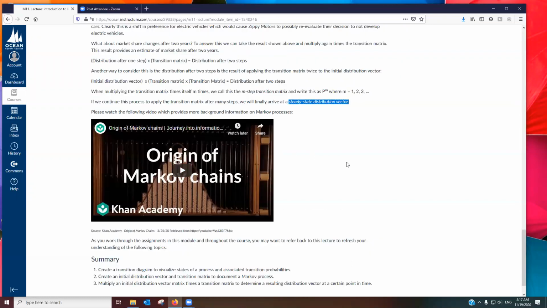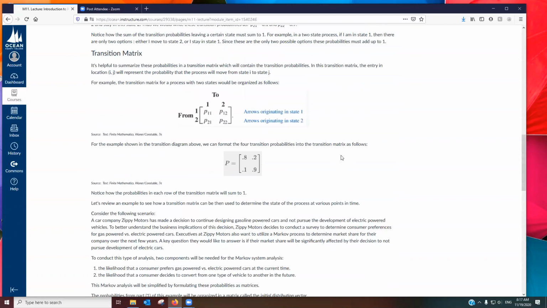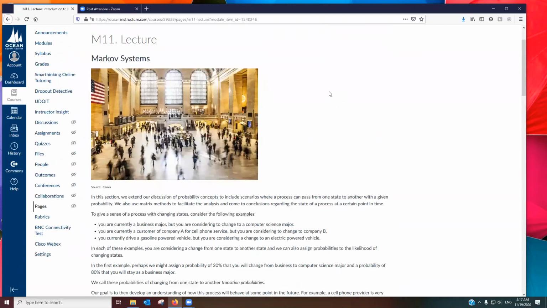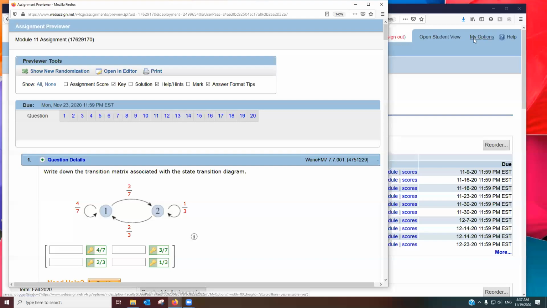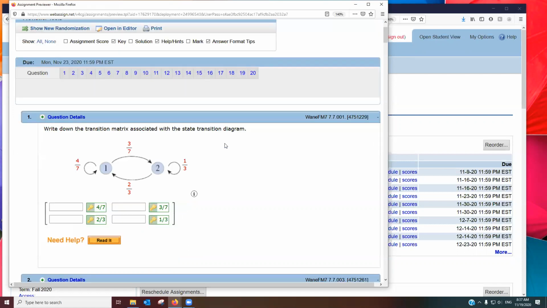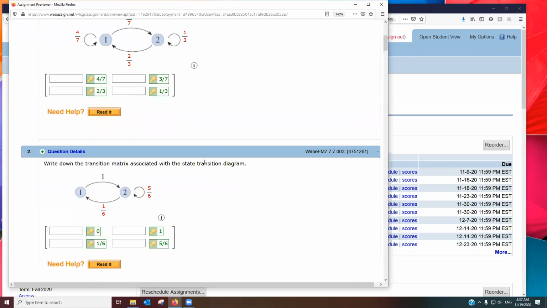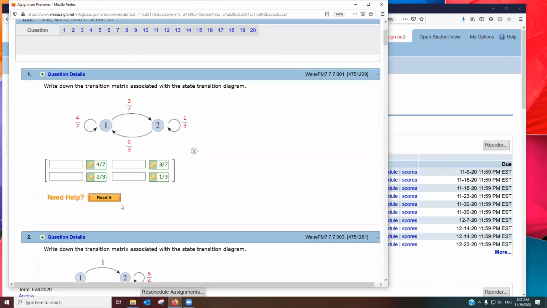Why don't we go into WebAssign and do a few examples. Let's do that. Hold on one second. I'm going to go into WebAssign. Bear with me. All right, folks, here I am in the WebAssign Module 11 homework. Let's do a few representative examples. A quick reminder, when you see a Watch It button, please check out that video that WebAssign provides. Those videos are very helpful.